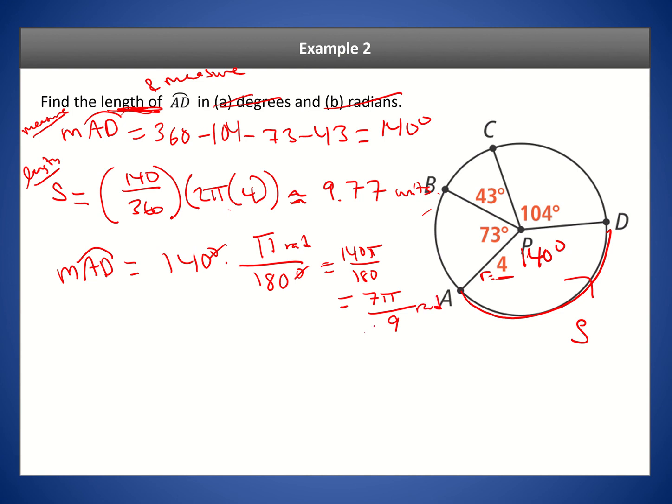And that's going to be in radians. Okay, so we got the measure in degrees and radians, and then we got the length. So that way we can practice all of them. But in this case, if they want length, they want S.